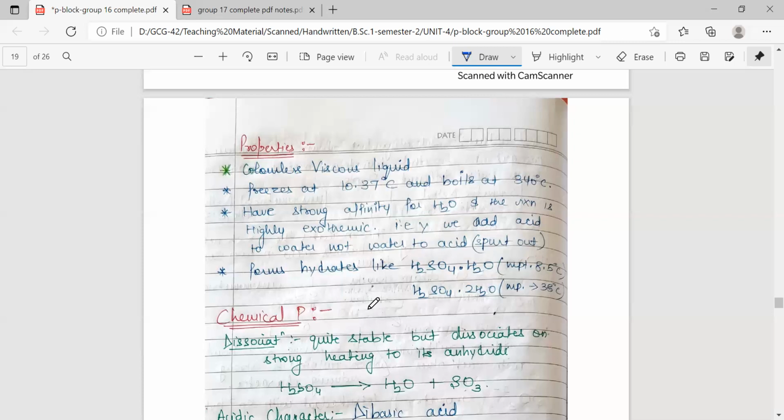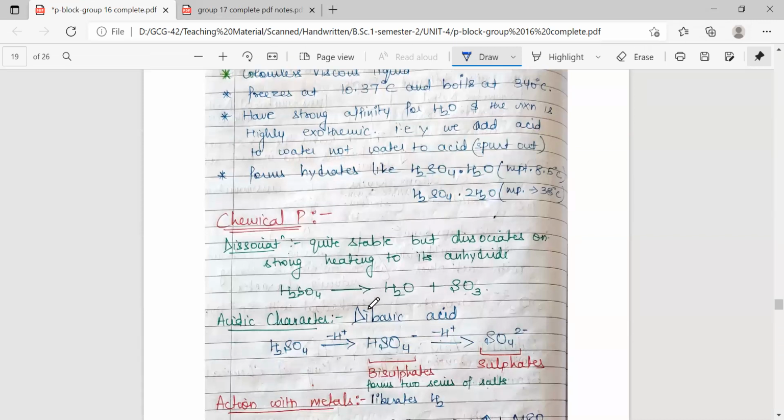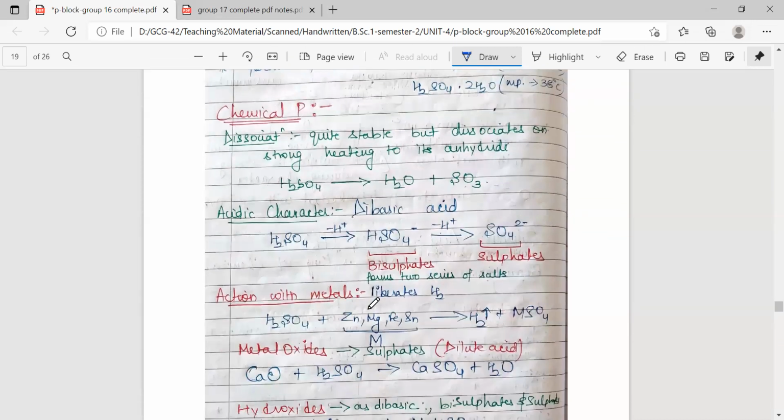Sulfuric acid forms hydrates with water. H2SO4 with one water molecule of crystallization has a melting point of 8.5 degrees Celsius. When two molecules of water of crystallization are there, it is 38 degrees Celsius. Now coming to the chemical properties, it undergoes dissociation. Generally it is quite stable, but it dissociates upon strong heating to its anhydride. It releases water and gets converted to sulfur trioxide, which is its anhydride. Here we have shown its acidic character. Firstly we get the formation of bisulfate, then sulfate.